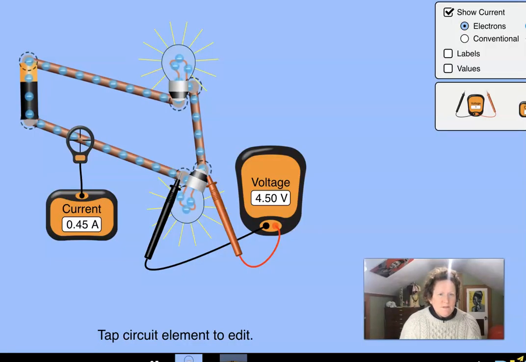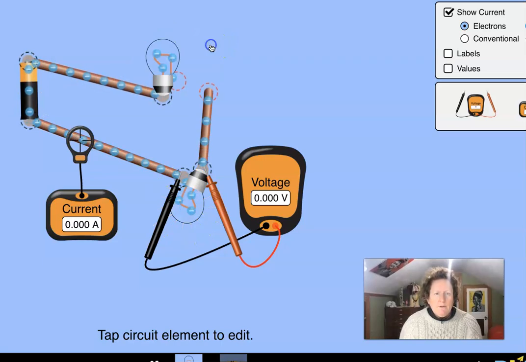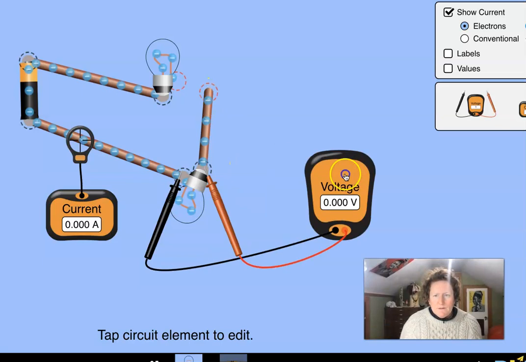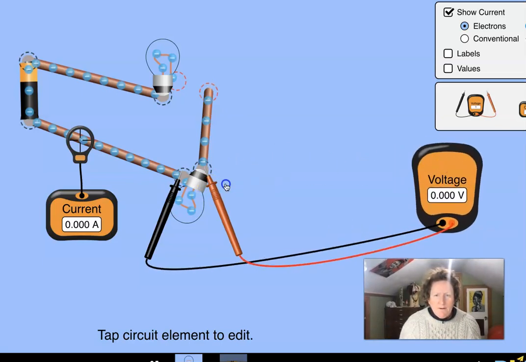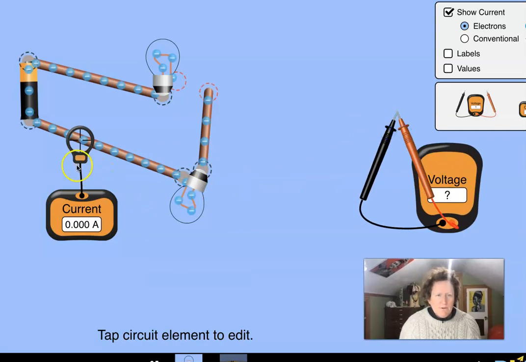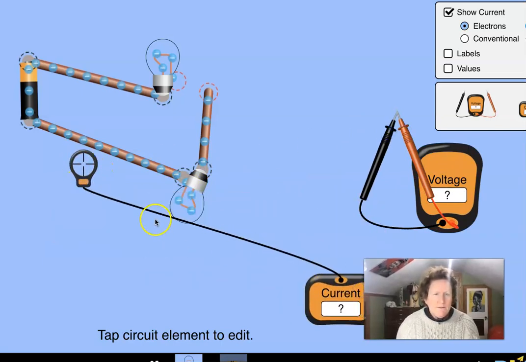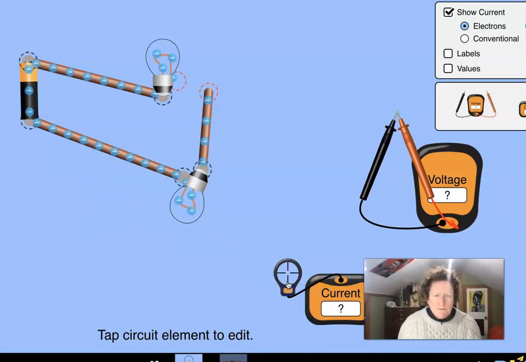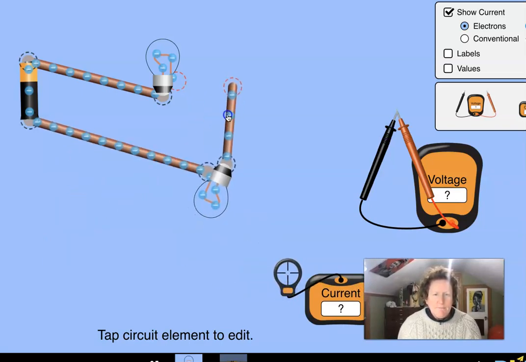So Christmas lights used to be in a series circuit. But when one of the bulbs burned out, you've got a situation like this. If one bulb burns out, everything's off. So what we need is a parallel circuit. And so I will build a parallel circuit for you, just to give you an idea of how to use this construction set.